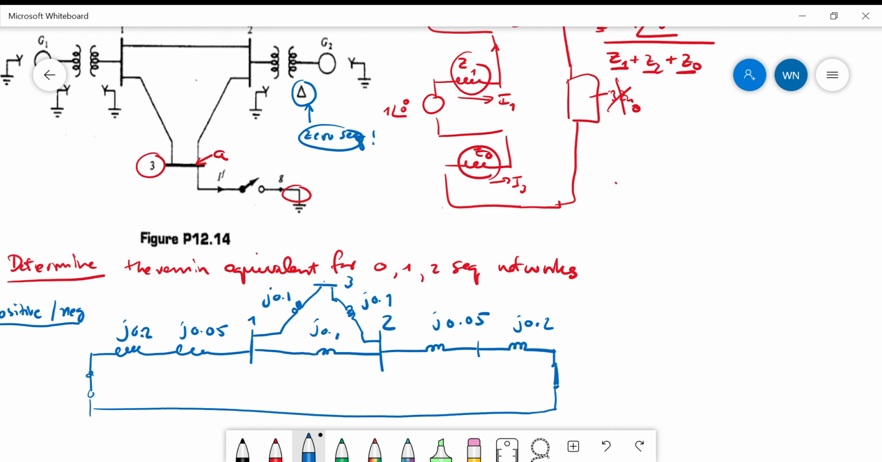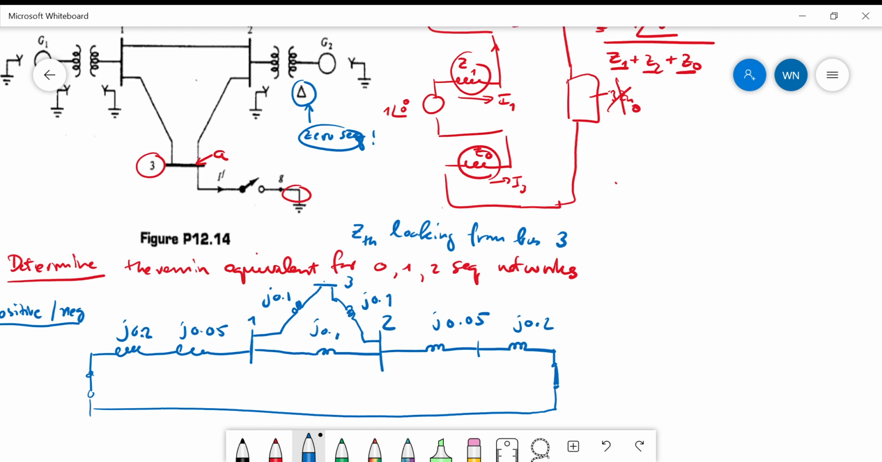Because the fault happens at bus 3, you need to find the Thevenin equivalent when you look from bus 3. You have to find the Thevenin when you're looking from bus 3. Okay, how can we do it?